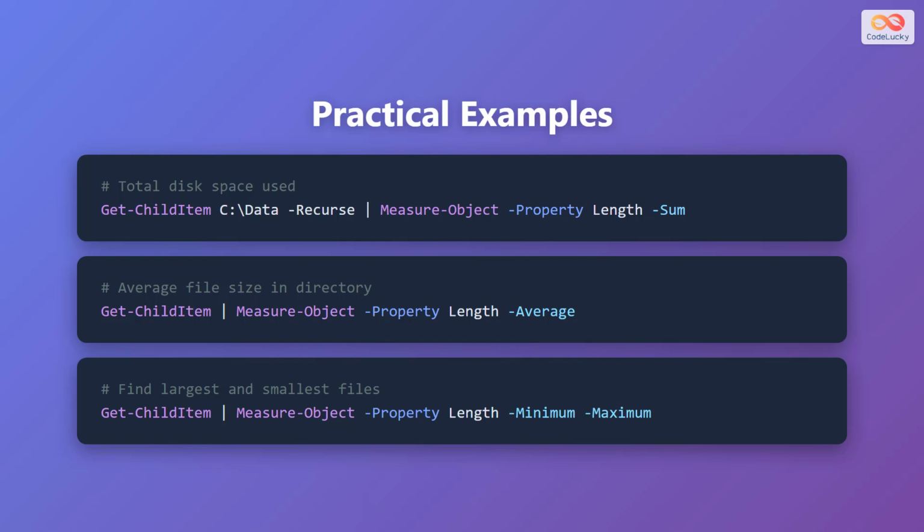Here are 3 practical examples you'll use frequently. First, to find total disk space used, pipe Get-ChildItem with the -Recurse parameter to Measure-Object, measuring the Length property with -Sum. Second, to calculate average file size in a directory, use Get-ChildItem pipe to Measure-Object with -Property Length and -Average. Third, to find the largest and smallest files, use the same command, but add -Minimum and -Maximum parameters. These examples demonstrate how Measure-Object solves real-world file system analysis tasks.